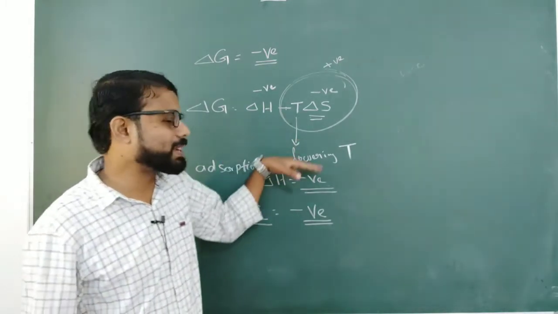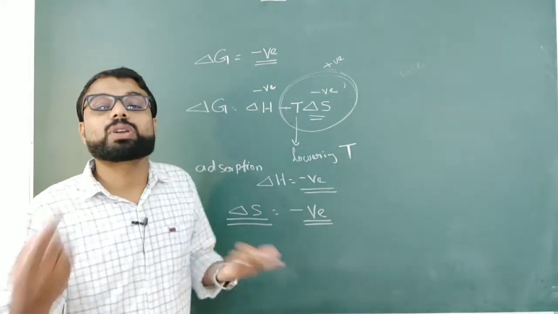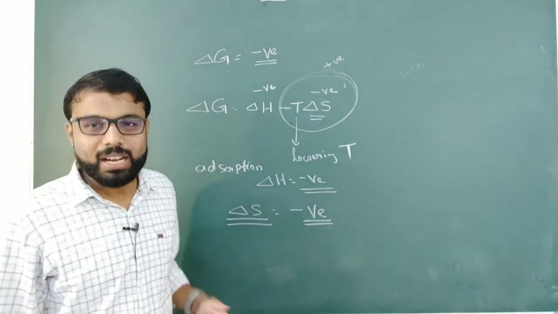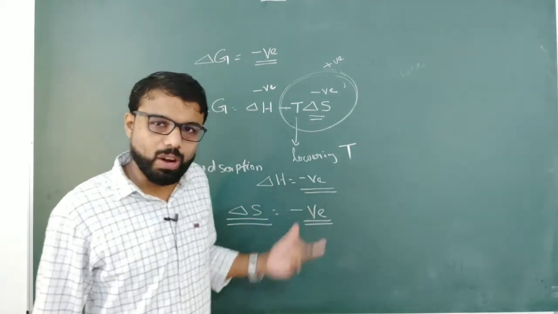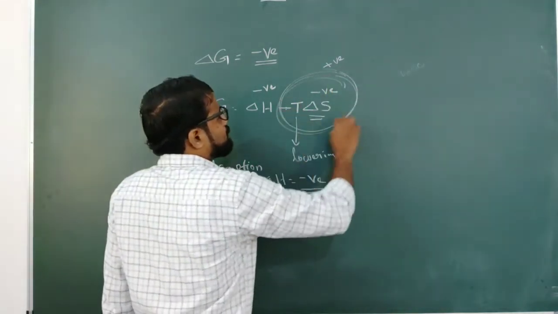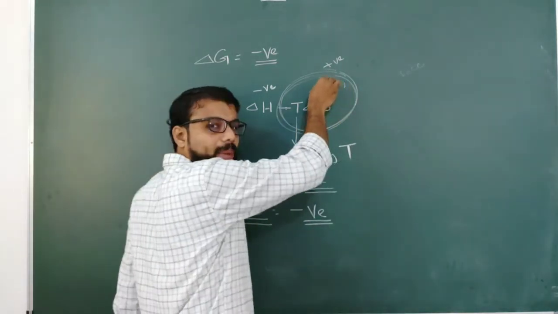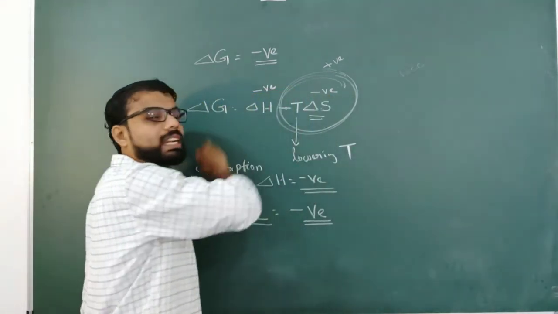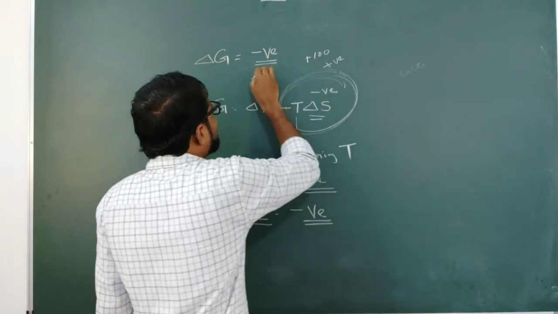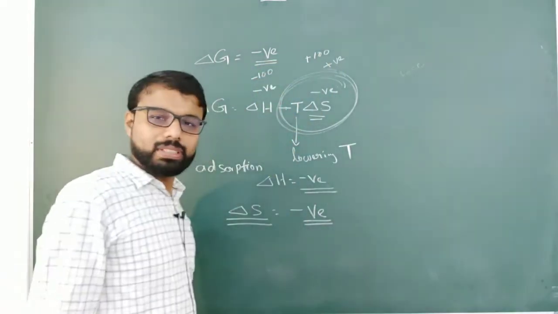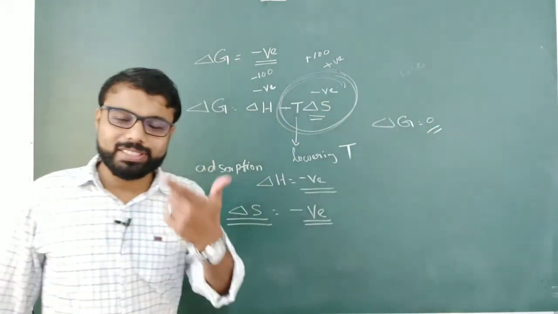That means if the temperature is low, delta G becomes more and more negative, so adsorption is more and more spontaneous. Now, if you increase the temperature, what happens? This term becomes more and more positive, and finally the magnitude of this positive and this negative becomes the same. For example, this is plus 100 and this is minus 100. Then delta G becomes 0.